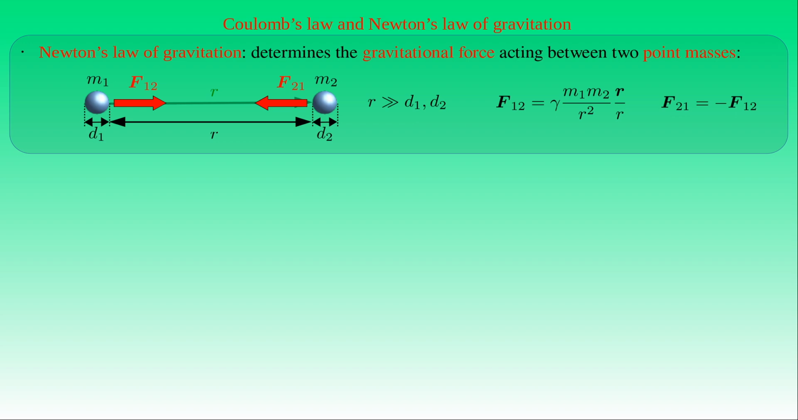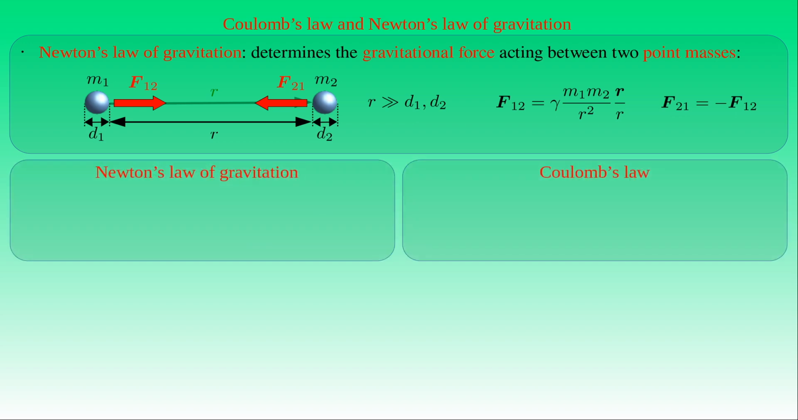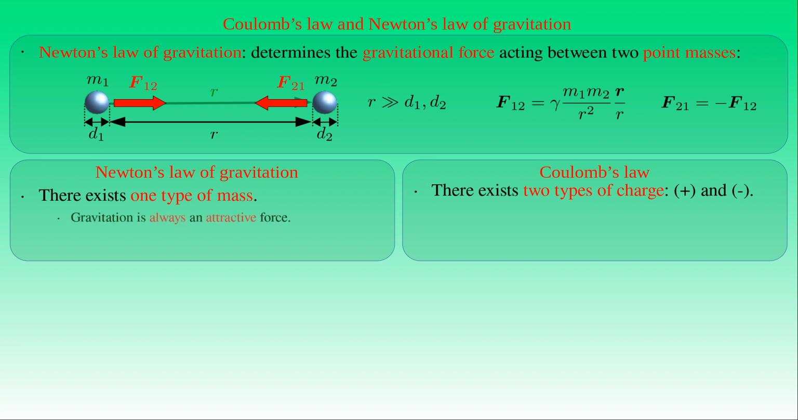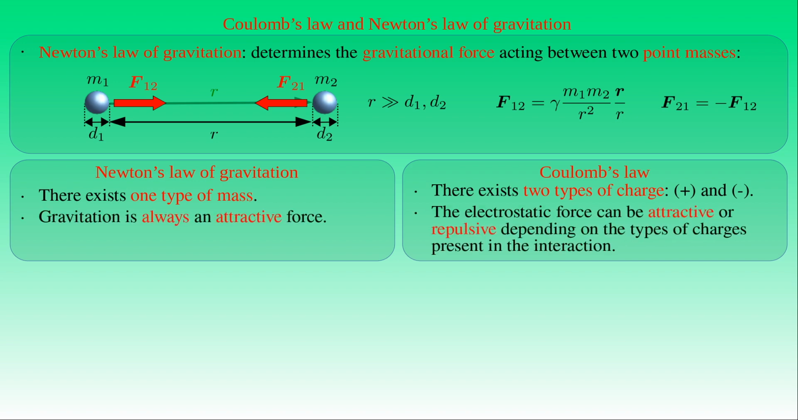Although Coulomb's law and Newton's law look similar, there are important differences between electric and gravitational forces. If we compare the two interactions, we find that in the case of Newton's law of gravitation, there exists only one type of mass which is the source of the gravitational field, whereas in the case of Coulomb's law, there exist two types of charge, positive and negative. Based on this difference, gravitation is always an attractive force, whereas the electrostatic force can be attractive or repulsive depending on the types of charges present in the interaction.